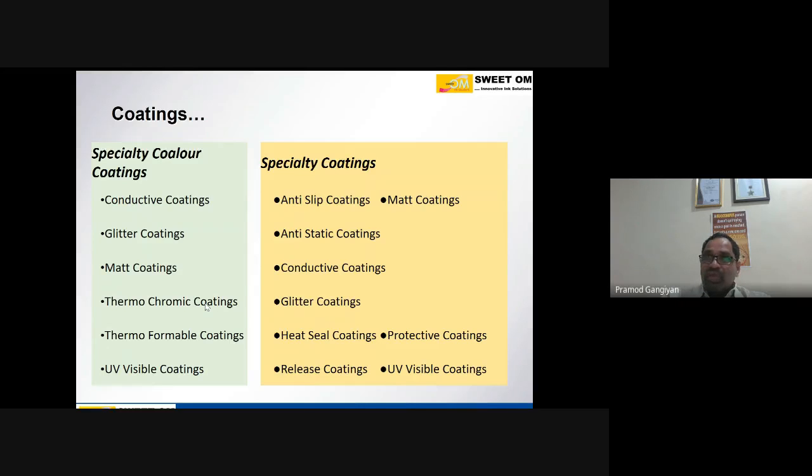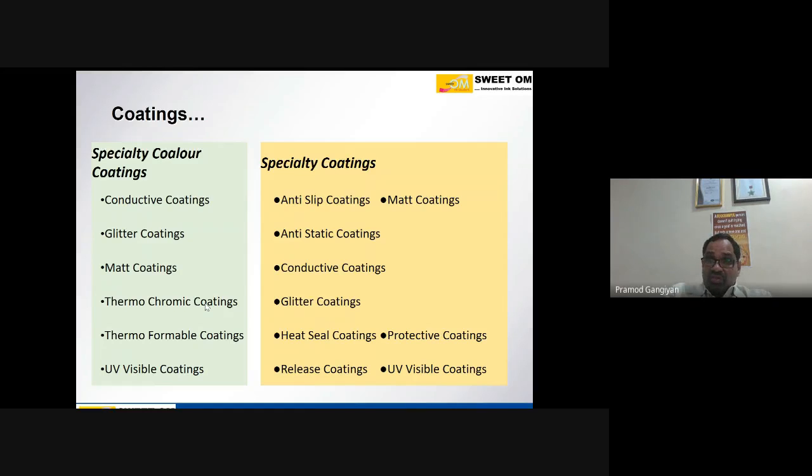What is that protective coating? It will resist all the scratches. It will resist even the corrosion. It will provide UV protection, against the color fading because of UV light or sunlight. So those types of protective coatings are also very common as of now in all the segments, hard surfaces as well as flexible surfaces. And there is release coating.